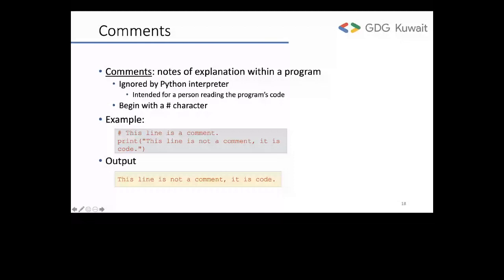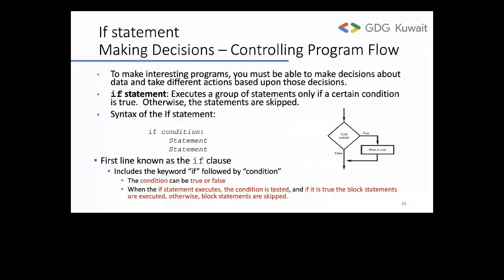Now I will explain something we call in Python the if statement. The if statement helps us to make decisions in our program. It executes a group of statements only if a certain condition is true. Otherwise, the statements are skipped. So the syntax, as we said before, the terminology syntax, is this: we write the condition, then we have our statements that will be executed.